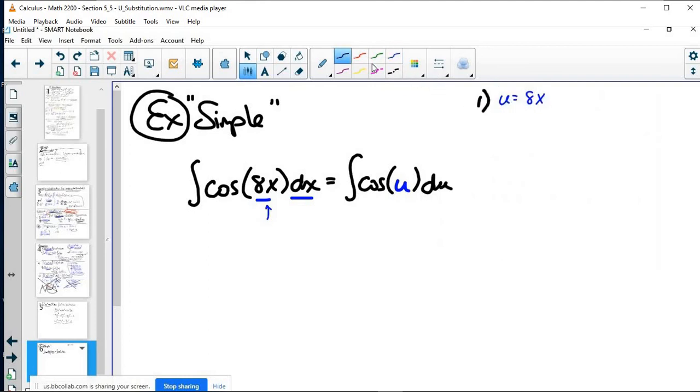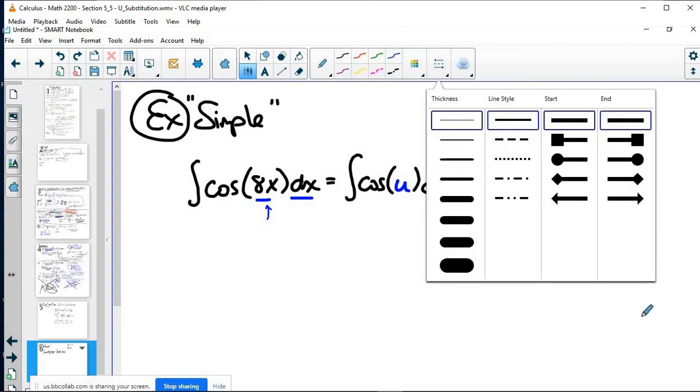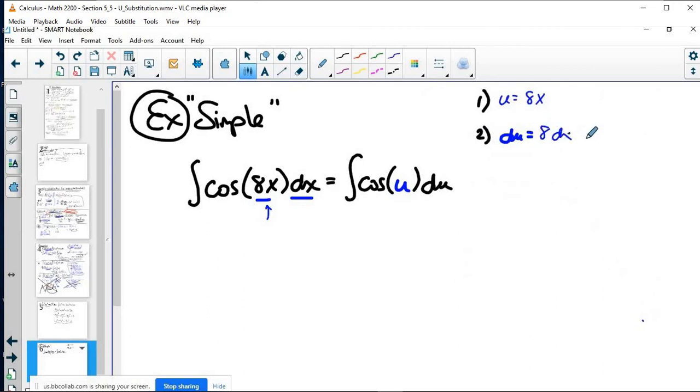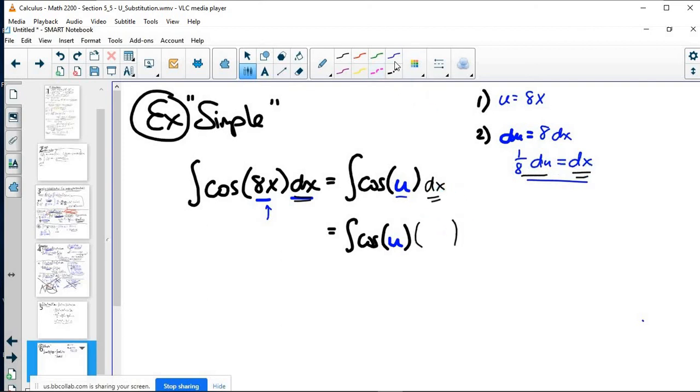So first thing I do is this. Second thing I do is I take the derivative, du is 8, just 8. Do I have an 8? I don't have one. So I've got to divide both sides by 8, and I had a dx here. I replaced my u, this is still dx. Now, I'm solving for dx, so I have 1/8 du. So in place of dx, I put 1/8 du because that's what it is. And then what can you do with the 1/8? The 1/8 comes out front.